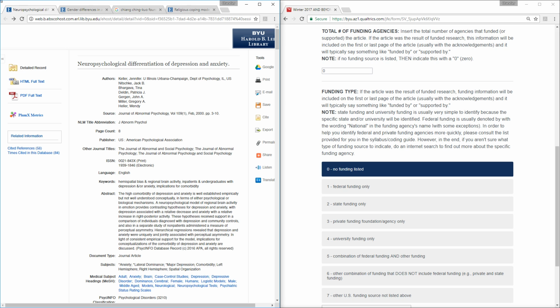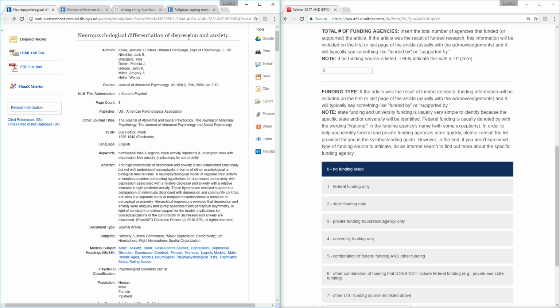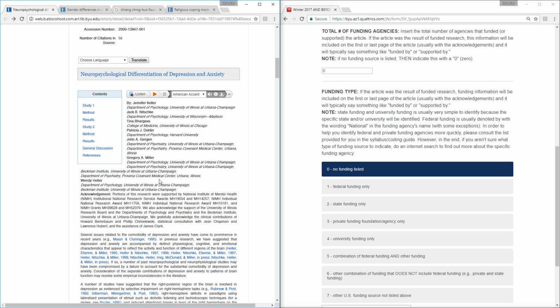So now let's look at some examples. Our first task is to find the number of funding sources. This is the number of unique sources, so we're not counting multiple grants from the same funding agency or two different foundations or groups associated within a single university or university system or agency. So for this neuropsychological differentiation article, looking in the acknowledgement section, the first listed agency is the National Institute of Mental Health. So we see several different research awards and grants that are identified, but they all come from the National Institute of Mental Health, which is one funding agency, although the research was supported through different periods of the research process through different grants.